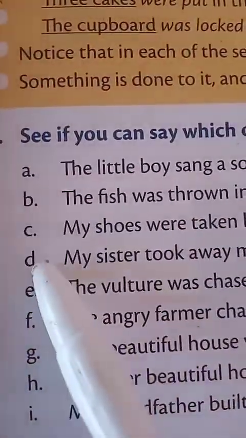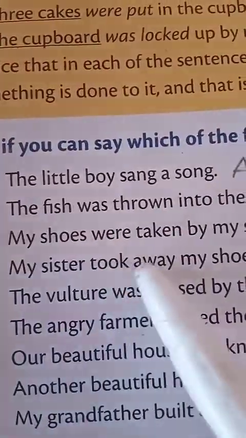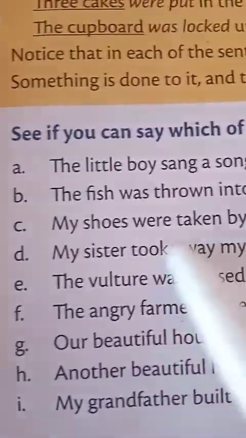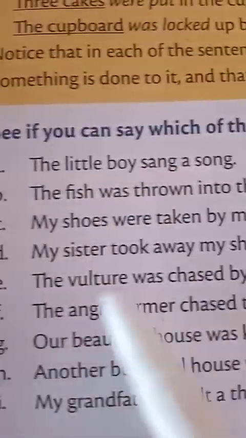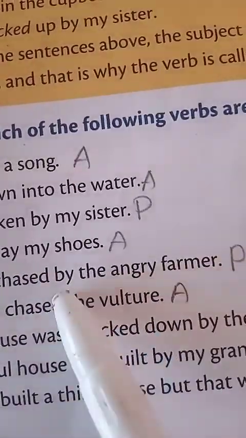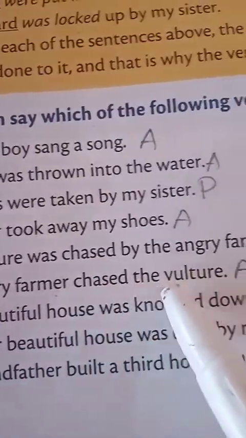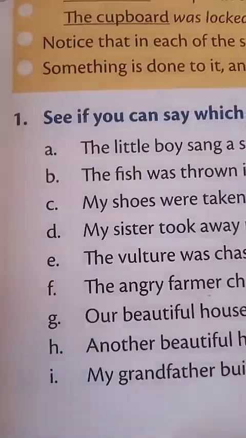Are you getting the point? Now D. My sister took away my shoes. Subject, verb plus object. This is the active sentence. Active voice. Okay. Now E. The vulture was chased by the angry farmer. The vulture was chased, third form of the verb, by, and the angry farmer is the subject at the last. So that's why this is the passive voice. Okay. E is the passive voice. Now F. The angry farmer chased the vulture. SVO. This is the active voice.